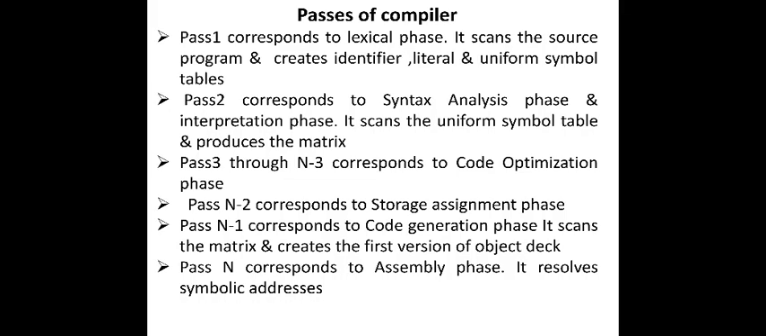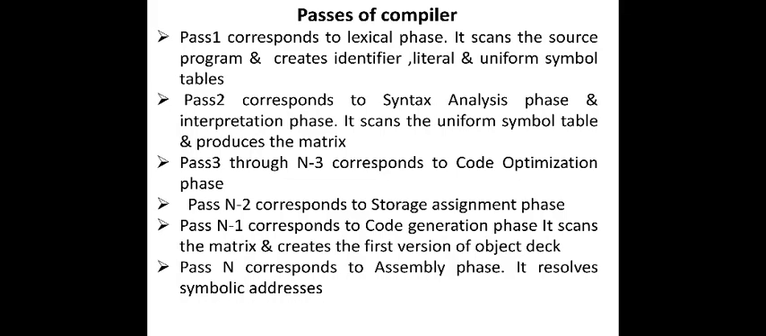So, pass 1 corresponds to the lexical phase, wherein it scans the source program and creates identifiers, literals, and uniform symbol tables. When coming to pass 2, it corresponds to your syntax analysis phase, that is the second phase, and the interpretation phase followed by the next phase. It scans the uniform symbol table and produces the matrix. Pass 3 through N-3 corresponds to code optimization phase. And pass N-2 corresponds to the storage assignment phase, and pass N-1 corresponds to the code generation phase.